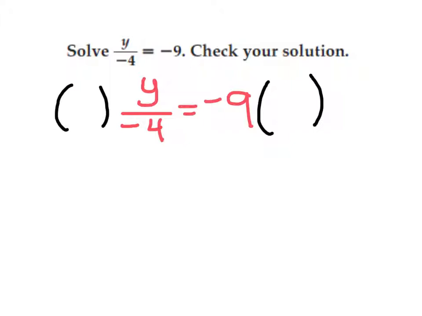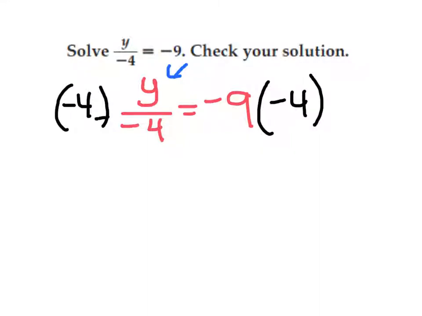Now, since I want to isolate the y, that means I want to get rid of the negative 4. So how am I going to do that? Well, I am going to multiply by that negative 4. And whatever I do on one side, the property says, I do to the other. Let's see if that works.